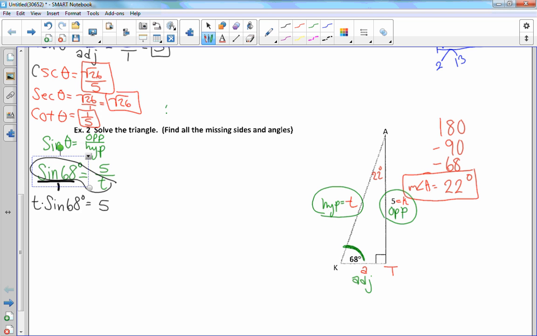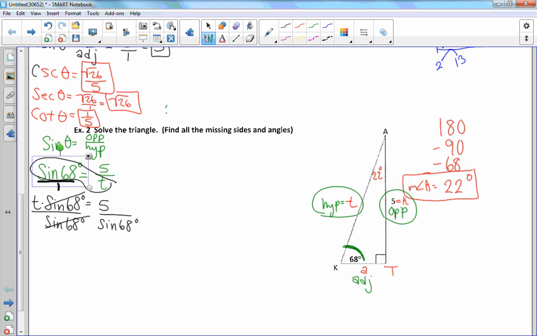Now to get T by itself, it's T times sine 68, so the inverse of multiplying would be dividing. Divide by sine 68 degrees. The sine and the 68 degrees are glued together. This is not sine times 68, it's sine of 68. Make sure you divide on both sides.